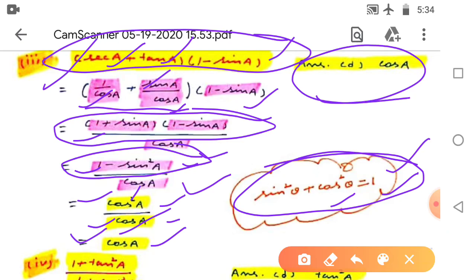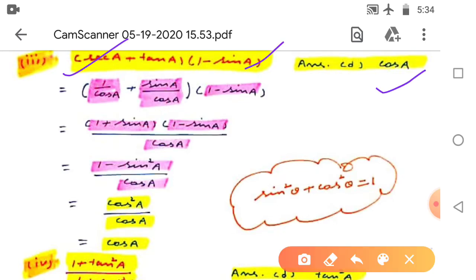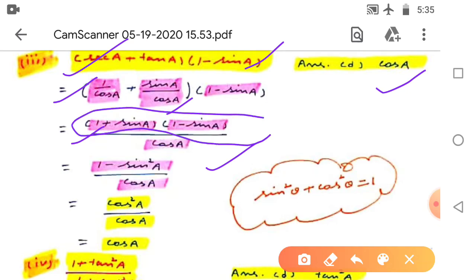The value of sec a plus tan a into 1 minus sine a is cos a. Clear? After converting into basics, take the LCM, multiply the numerator. Your numerator is in the form of a plus b into a minus b, that is a square minus b square. Clear? And 1 minus sine square a is equal to cos square a. So this is cos a, and finally this is cos a.